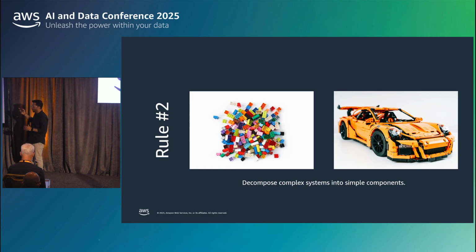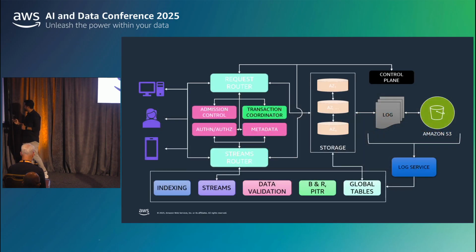In this case, a complex looking car could be built using small, simple Lego pieces. This is a block architecture diagram of how DynamoDB is built today. It's a collection of a lot of microservices. A lot of these services talk to each other in order to serve your single read and write request. Each of these services has a simple task to do.